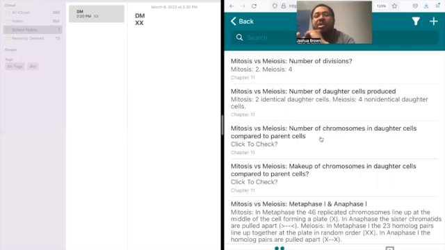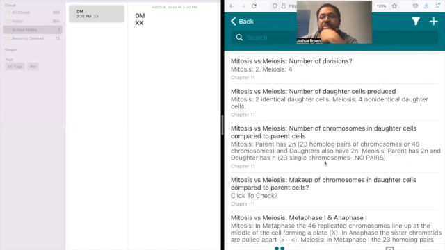When they divide the first time, you're going to end up with 23 chromosomes that are replicated. And then by the end of the second phase of meiosis, you go through prophase 2, metaphase 2, anaphase 2, and telophase 2. You're going to end up with 4 daughter cells that are no longer combined, no longer in the replicated X form, and they all have 23 chromosomes. This is what it's saying here. Parents have 2N and daughters have N. 23 single chromosomes, no pairs.